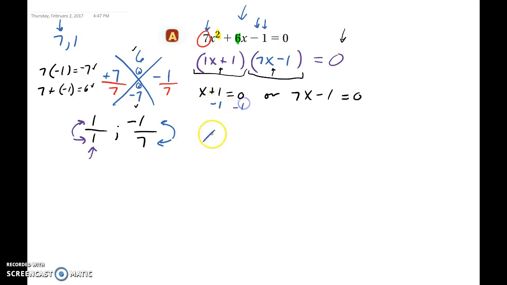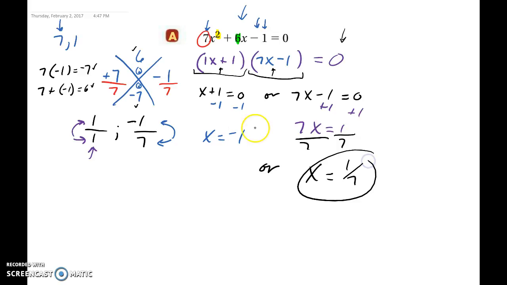We'll subtract 1, so x is equal to negative 1. We'll add over the 1, 7x is equal to 1, divide each side by 7, or x is equal to 1 over 7. All right, so in this case, we have two answers, and that is not using the quadratic formula, but by factoring.